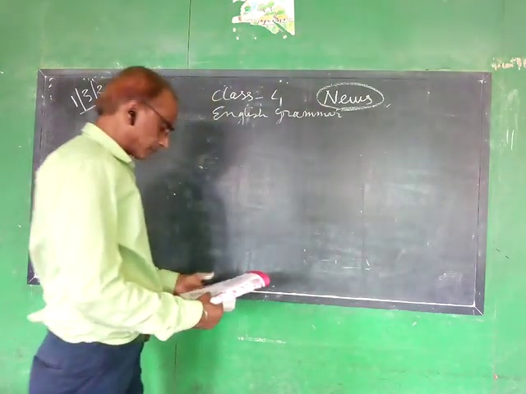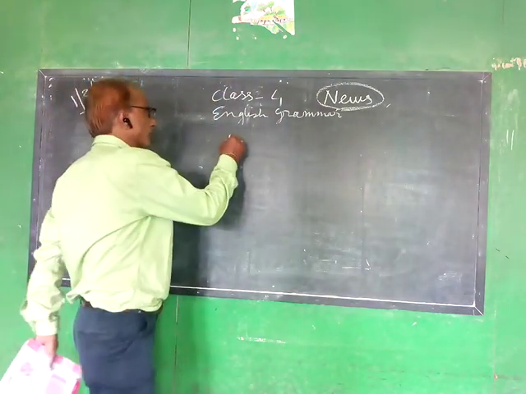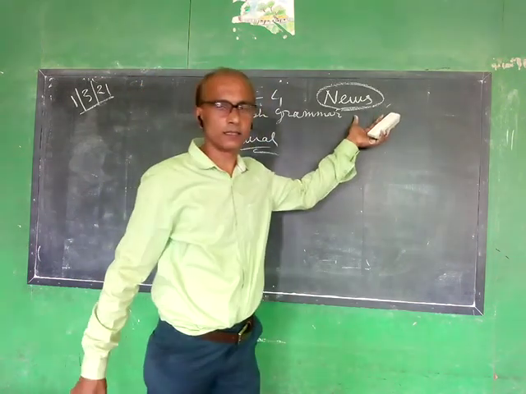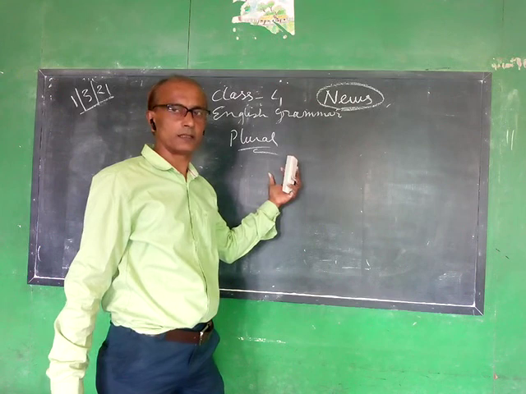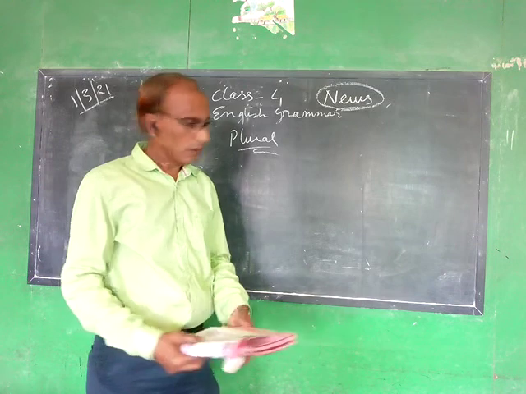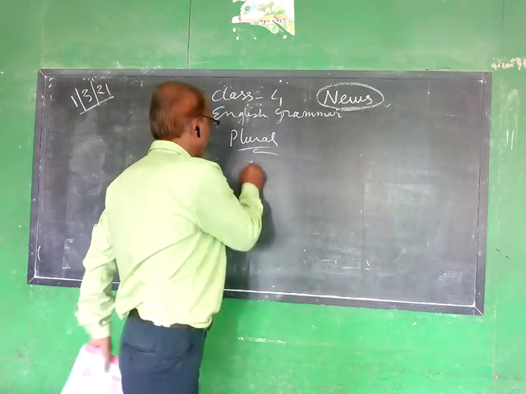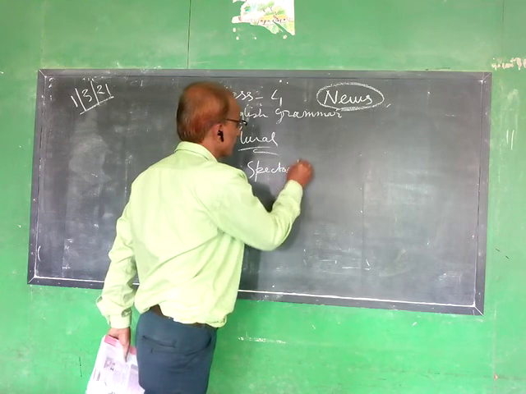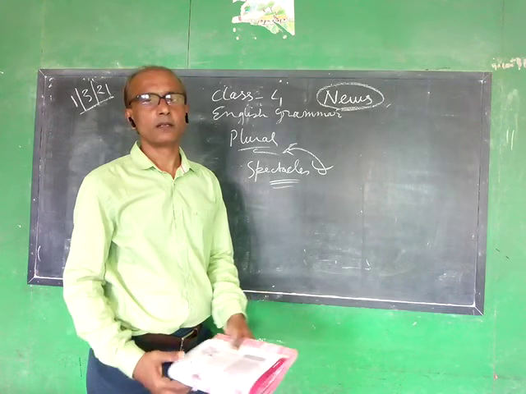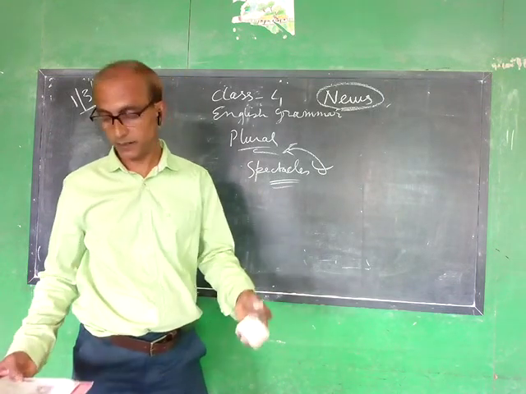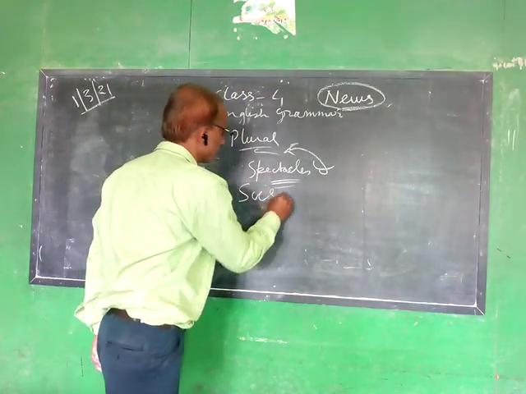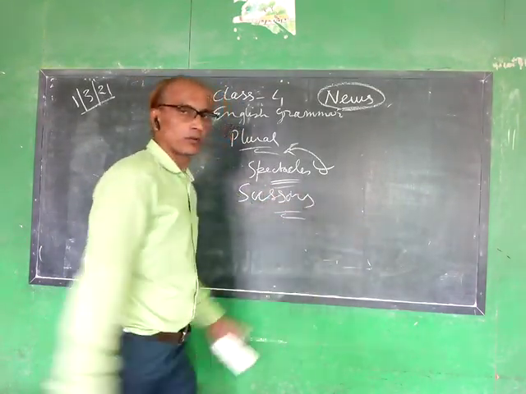Now see, some nouns are always plural. Just as the news is always singular, the reverse is here. They are always plural, in plural form. For example, spectacles. This is always plural. Remember it. Or scissors, always plural.